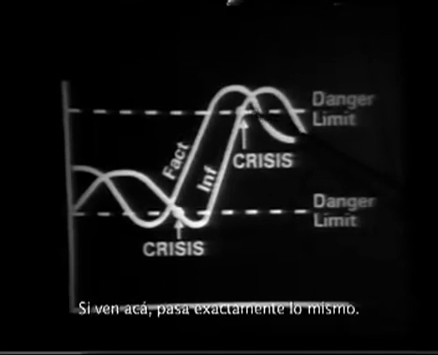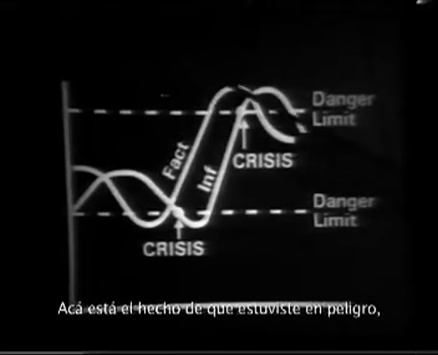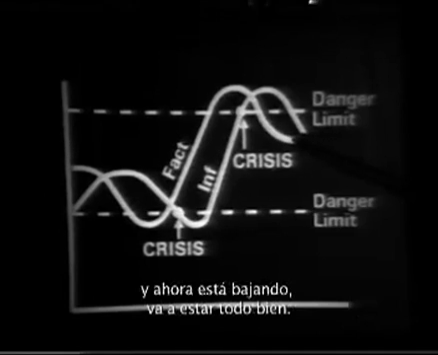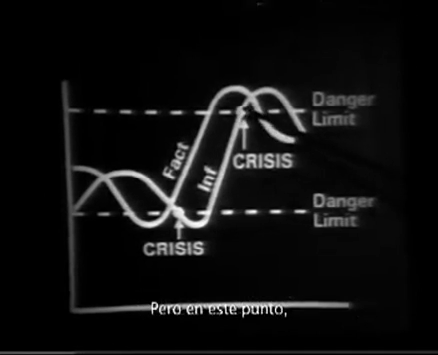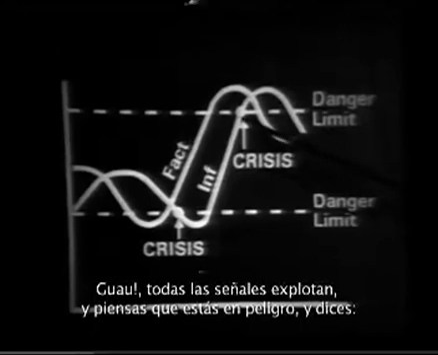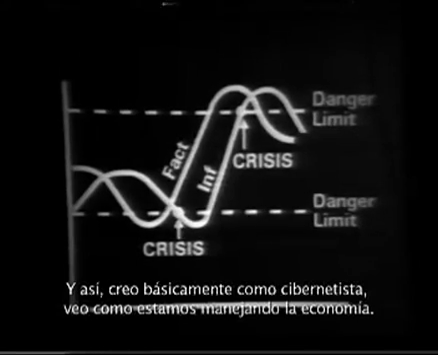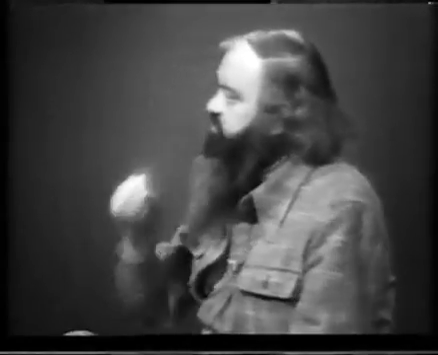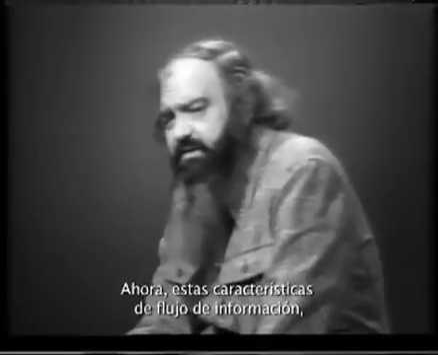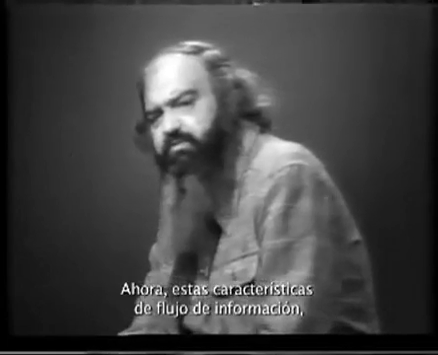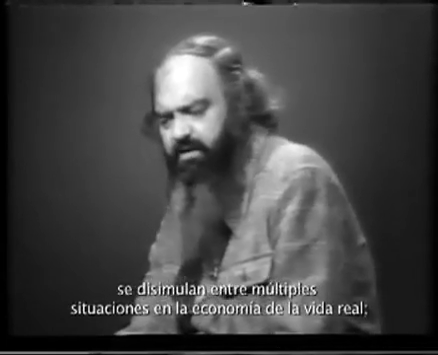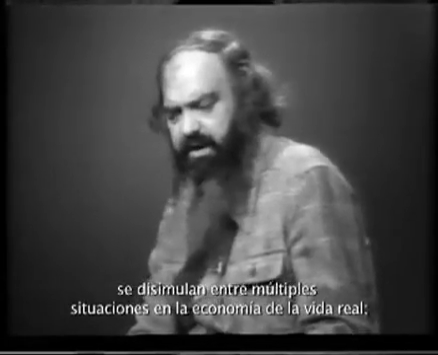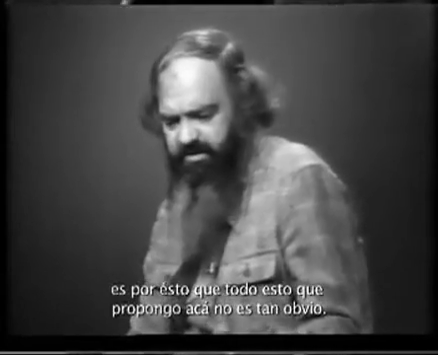If you look at it here, you see exactly the same thing. Here's the fact, you've been in danger, you're now coming down, you're going to be all right, but at this point, wow, all the signals blow, and you think you're in danger, and you say stop, and this is how, basically, I think as a cybernetician, we get to a stop-go economy. Now, these features of information flow are very much concealed by all sorts of things in the real-life economy. That's why it isn't as obvious as I've suggested it is.